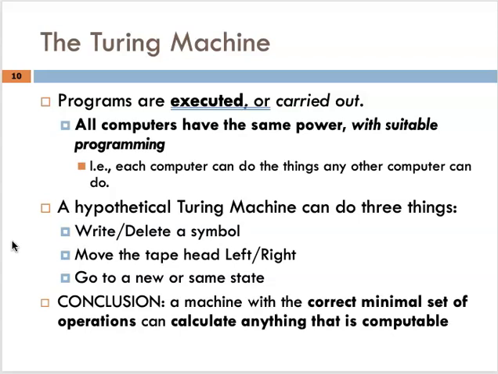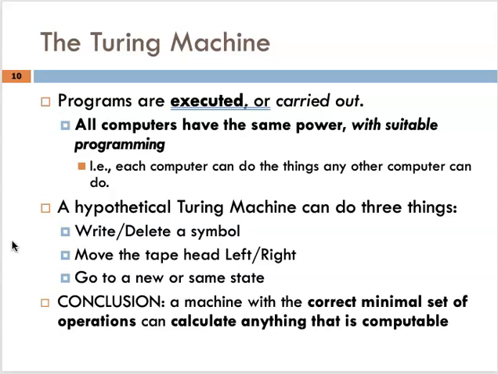Well, the Turing machine did the same kind of thing that our digital machines do nowadays. They have some programs, and the programs are executed or carried out by the Turing machine. It operates under some program or a sequence of instructions. This is the same thing that digital machines do, right? All computers, in fact, have the same power as long as they have the suitable programming. So whatever one computer can do, any other computer can do, as long as it has this minimal set of operations and instructions that we'll talk about.